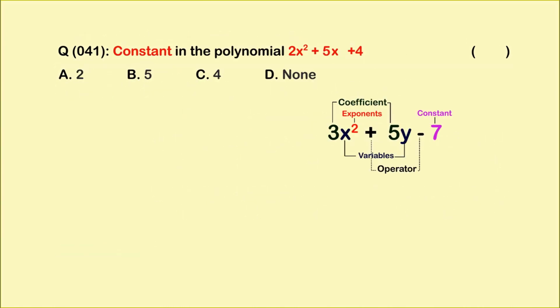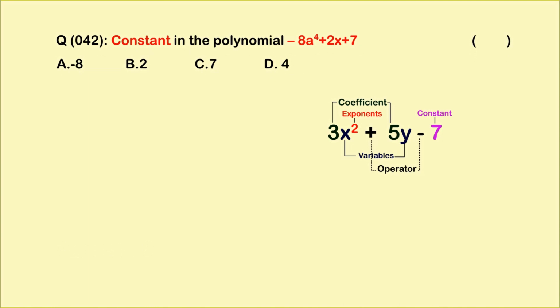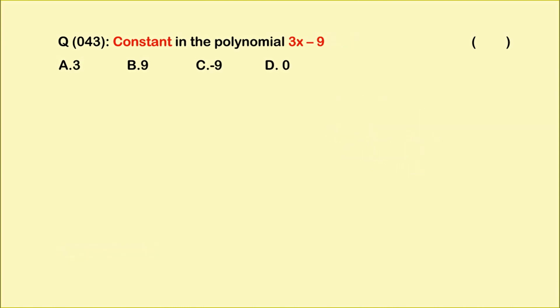Question number 41. Constant in the polynomial 2x square plus 5x plus 4. The term without variables is said to be the constant term. So the right answer is 4. So the option C is the right answer. Question number 42. Constant in the polynomial minus xa minus 8a to the power of 4 plus 2x plus 7. So the right answer is C, 7. Question number 43. Constant in the polynomial 3x minus 9. So minus 9 is the right answer. So the option C is the right answer.